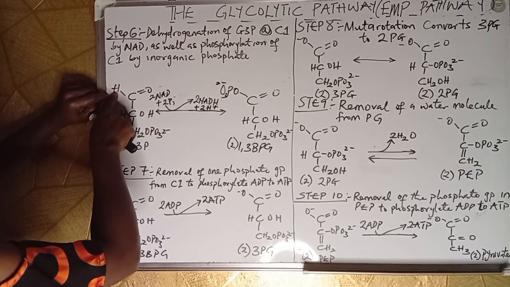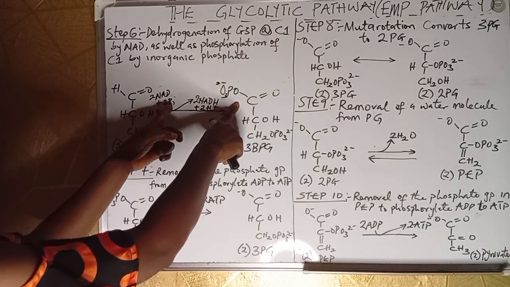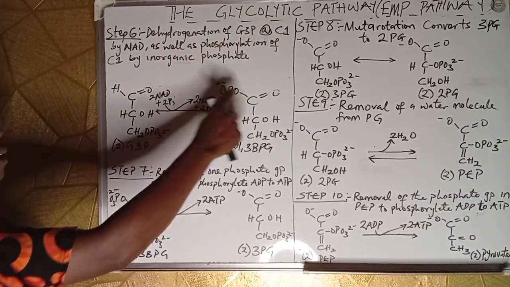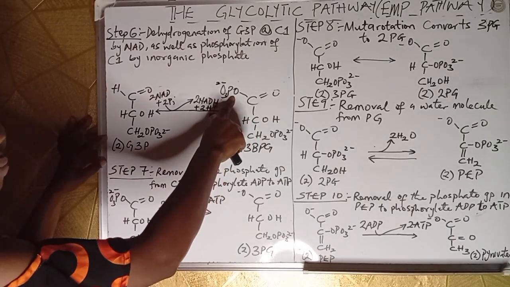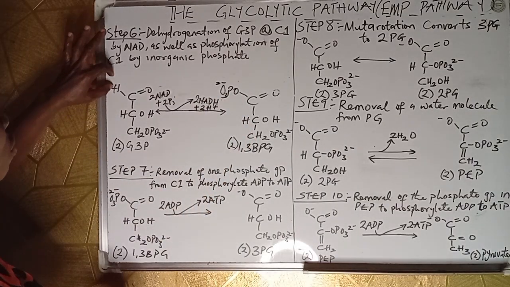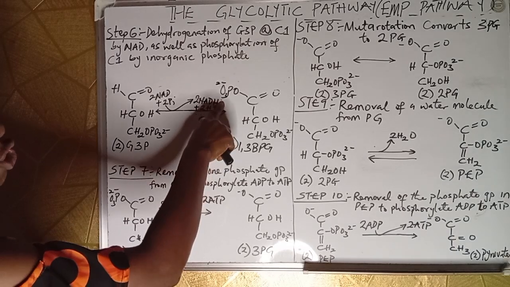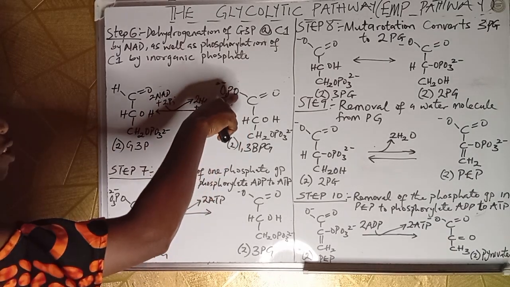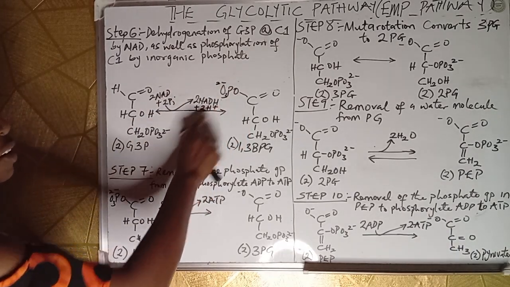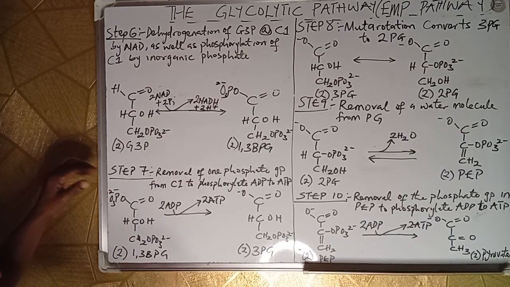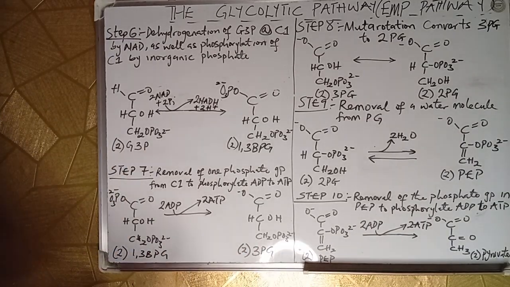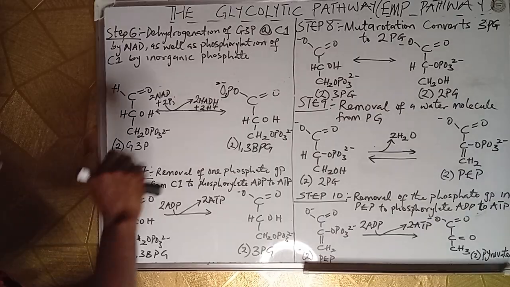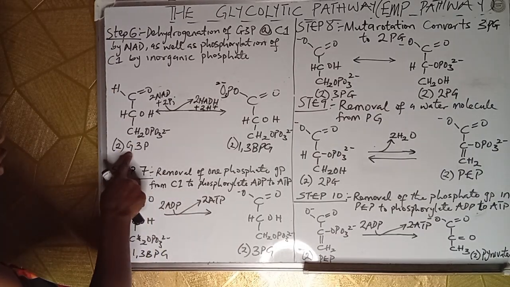And then its position is taken over by a phosphate group from inorganic phosphate. So we remove this and we add a phosphate group there. And because the hydrogen is removed, it becomes NADH. And then the hydrogen from inorganic phosphate is released as free hydrogen. Remember, step 5, glyceraldehyde 3-phosphate is there, and then dihydroxyacetone phosphate is tautomerized to G3P.